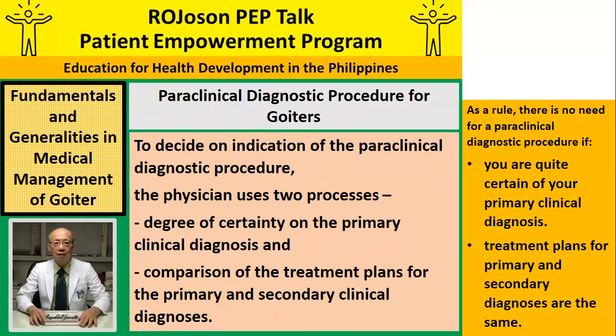To decide on the indication of the paraclinical diagnostic procedure, the physician uses two processes. First, the degree of certainty on the primary clinical diagnosis, and second, comparison of the treatment plans for the primary and secondary clinical diagnosis. As a rule, there is no need for a paraclinical diagnostic procedure, one, if you are quite certain of your primary clinical diagnosis, and two, if the treatment plans for the primary and secondary diagnosis are the same.